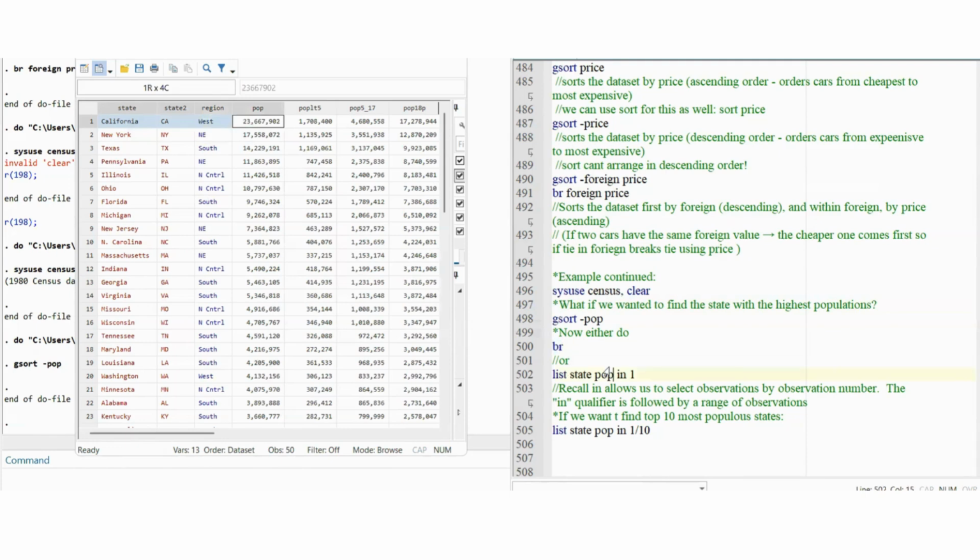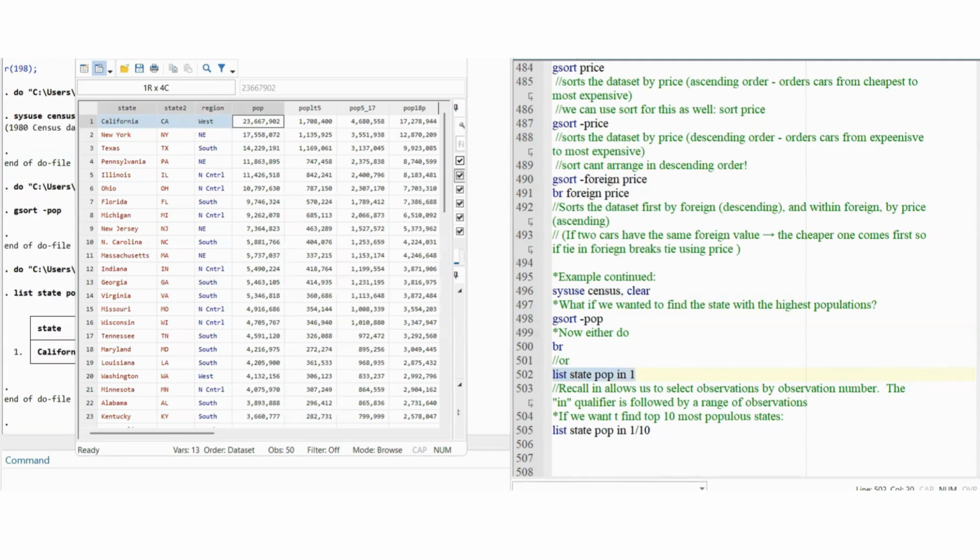Or if you want to see the result in your results window, you can also do list state population in 1. We know in allows us to select observations by observation number. Here we want to select the first observation, so we write in 1, because we have sorted our data set based upon population in descending order. So we know the first observation is going to be the most populous state. We could do this as well, and we'd get the same result, but displayed in our results window. California has the highest population.